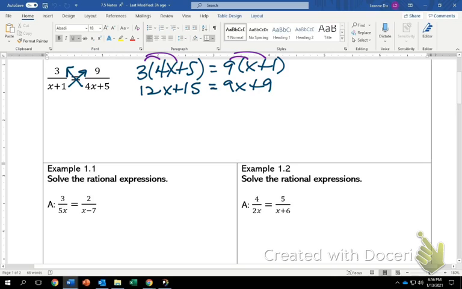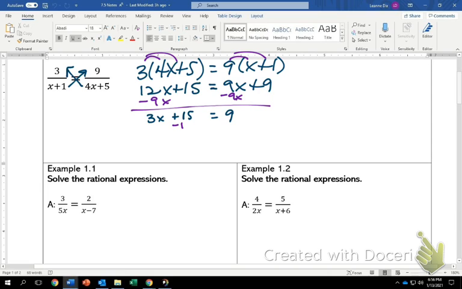At this point, I need to make sure that x is on one side and the numbers are on the other. It's always easier to move the smaller x, so I'm just going to move that one. Your teacher may prefer you always move it on the left, but I don't really care personally. We get 3x plus 15 equals 9.